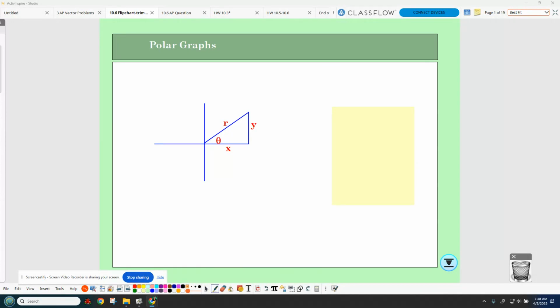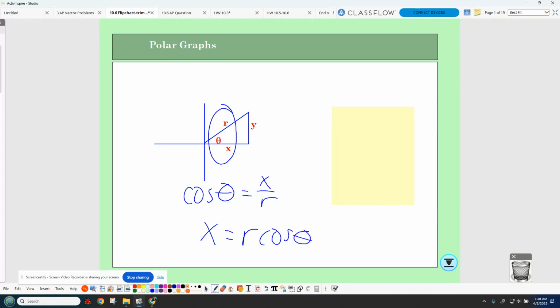Okay, so in pre-cal, we created all the polar stuff from just this triangle: X, Y, and R, and theta. So, Sebastian, how would I connect X, R, and theta? Then just cosine. Okay, cosine of theta equals X over R. So if I cross multiply, X is R times cosine theta.